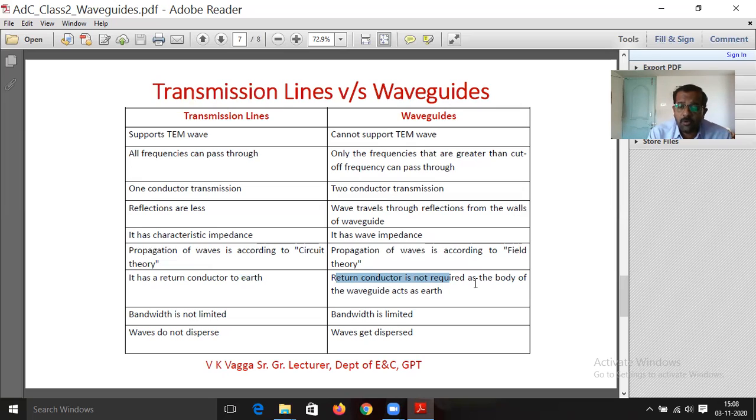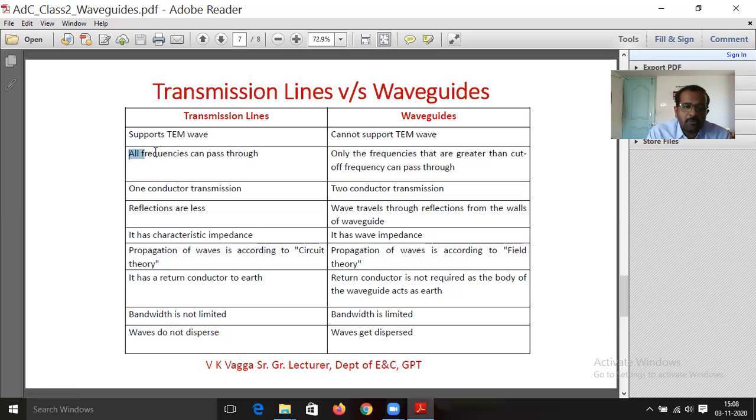The existing body itself is of metal, so it itself is going to act as the earthing. In the transmission line you should form the closed loop, so that one end is certainly connected to the ground in order to form the closed loop, but in this case it's not required. And if you take the bandwidth, it is not limited in the case of the transmission lines.